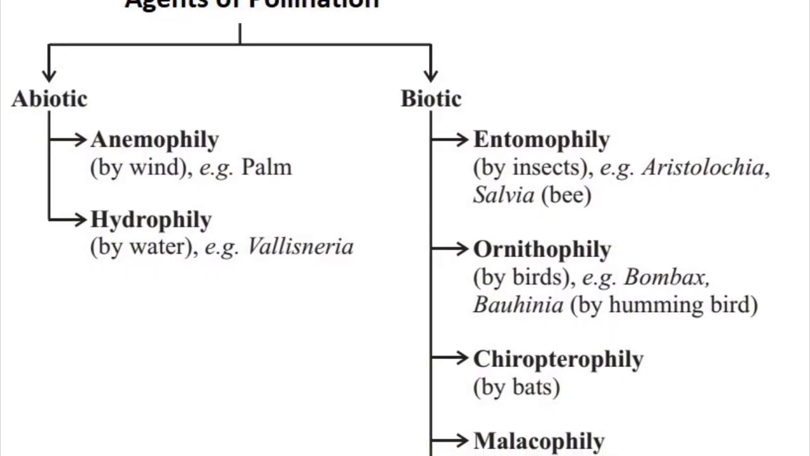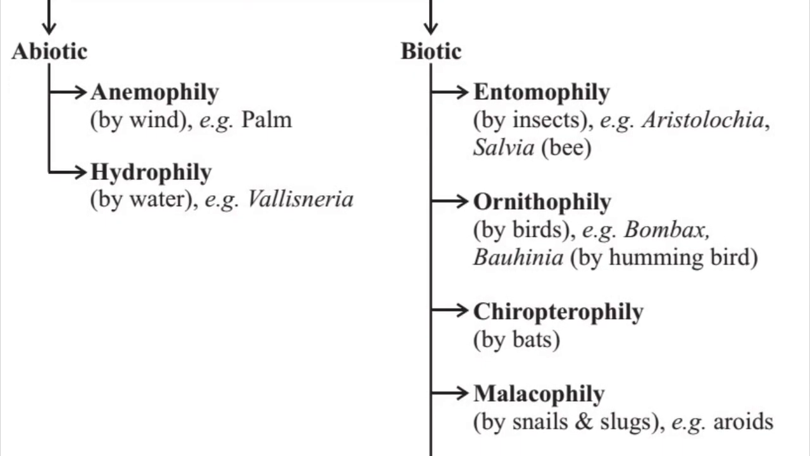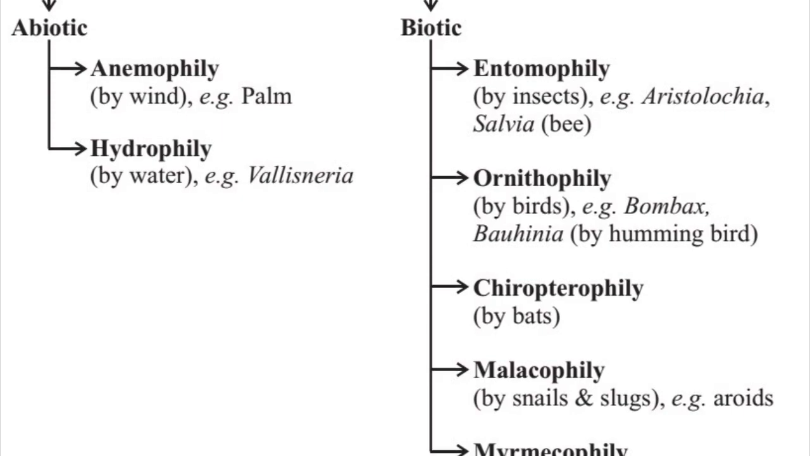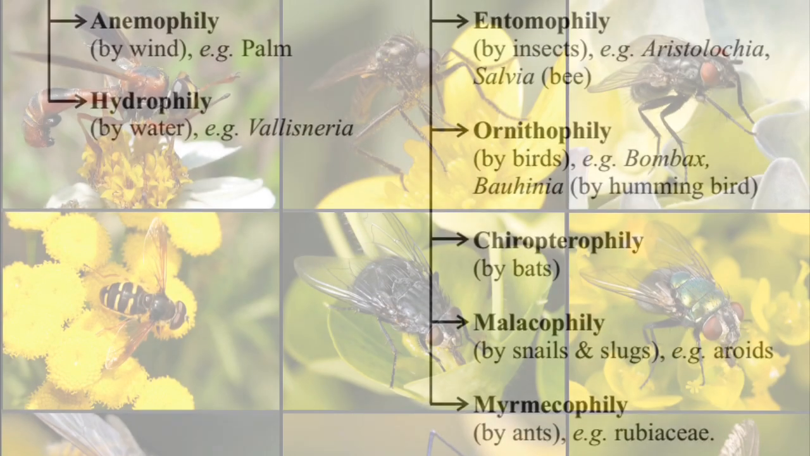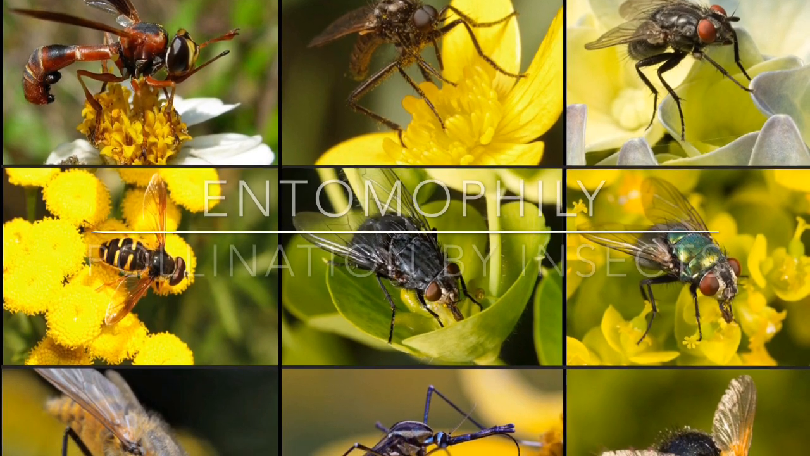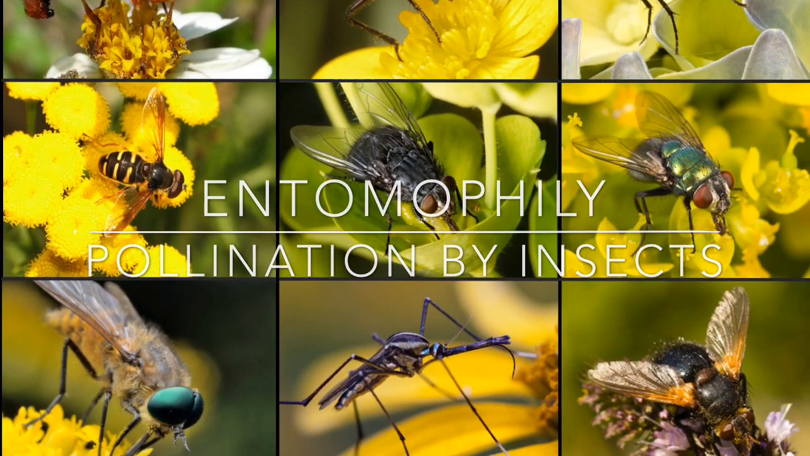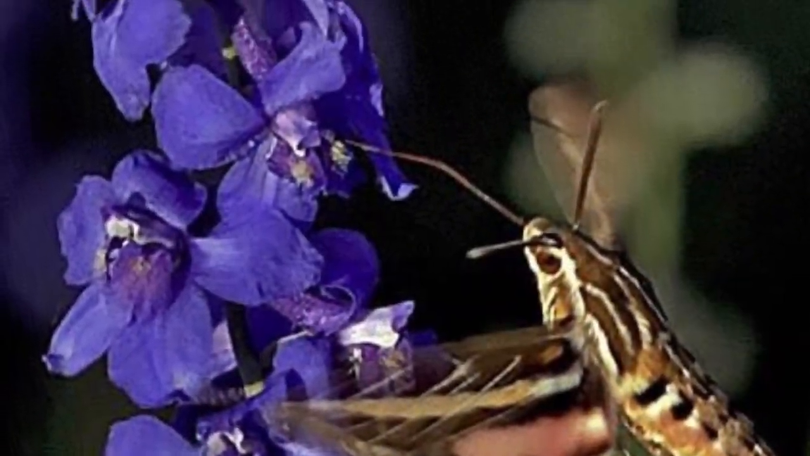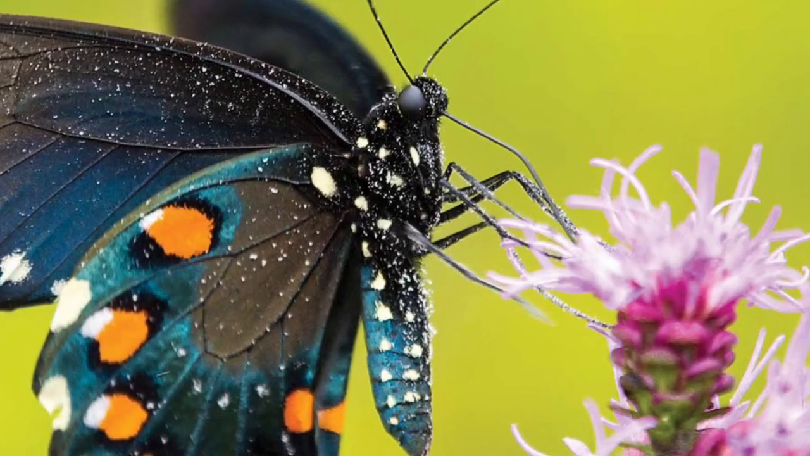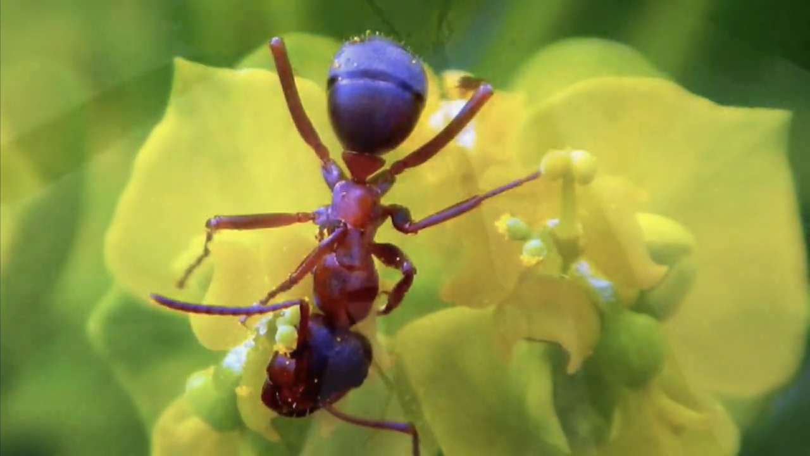Now, why don't we take a look at biotic pollination? The plant-pollinator relationship is mutualistic because both the plants and the pollinator benefit from the interaction. Entomophily is pollination by insects, such as flies, mosquitoes, moths, butterflies, bees, ants, and beetles.